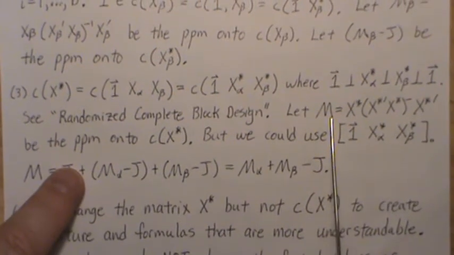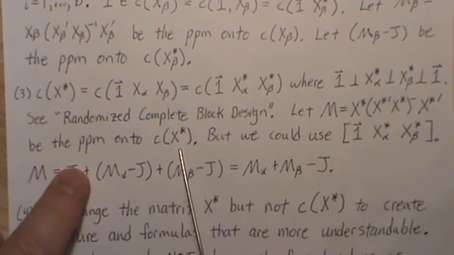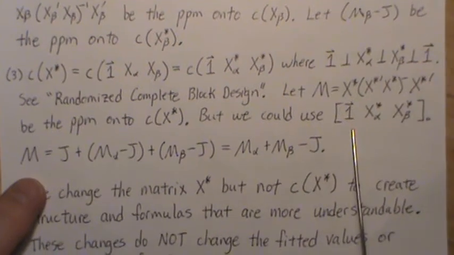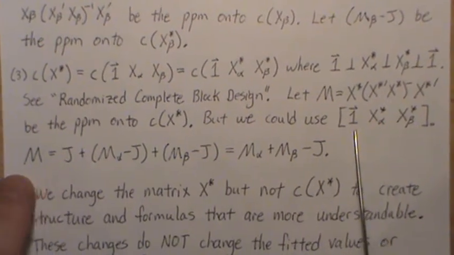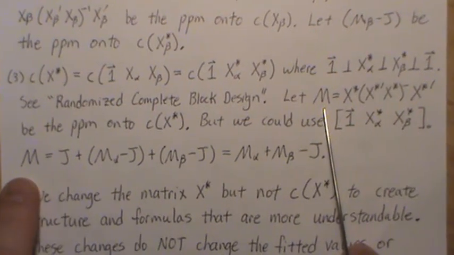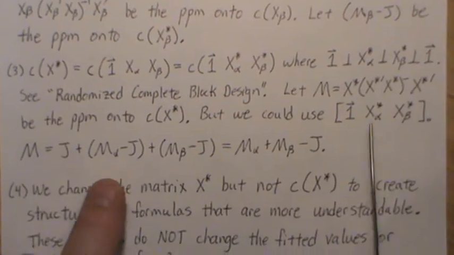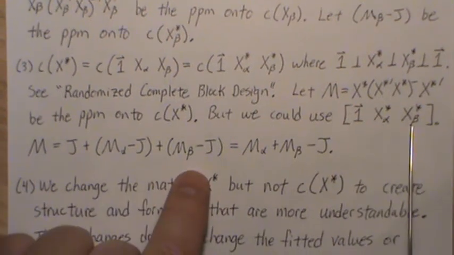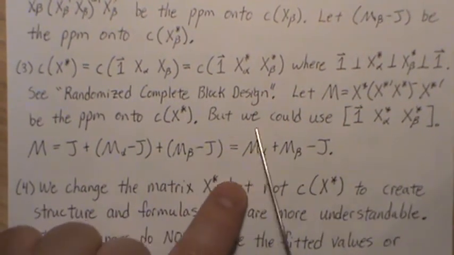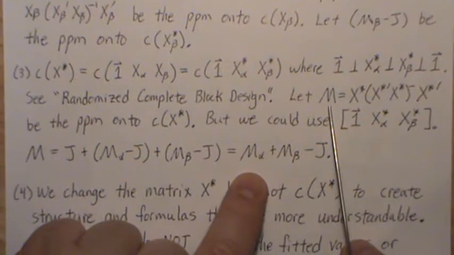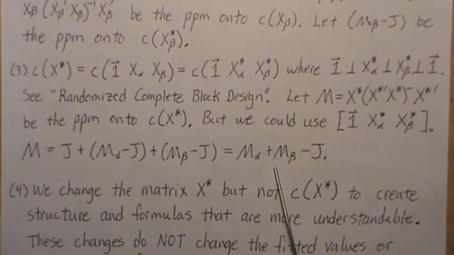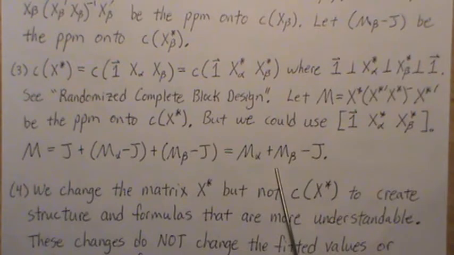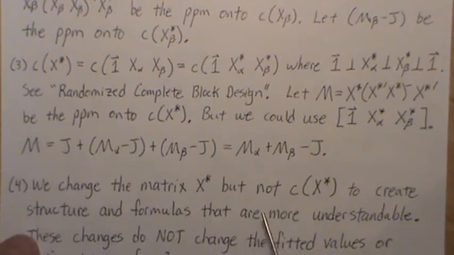So to get structure on this, so this is the perpendicular projection matrix on the column space of X star, we could use this matrix, and then M would be this projection matrix plus this projection matrix plus this projection matrix, which is this. So this is the structure of that perpendicular projection matrix. And then once we start grabbing or understanding structure, then we can understand the underlying theory and the formulas and everything underneath it.